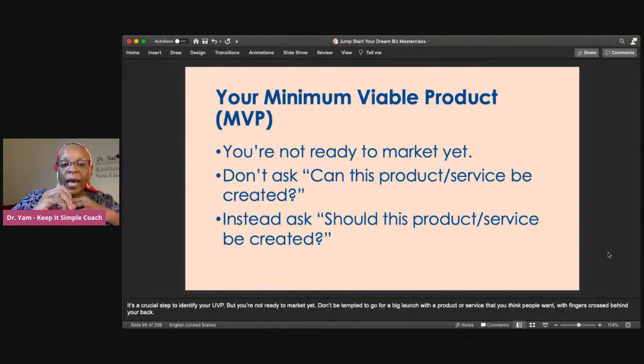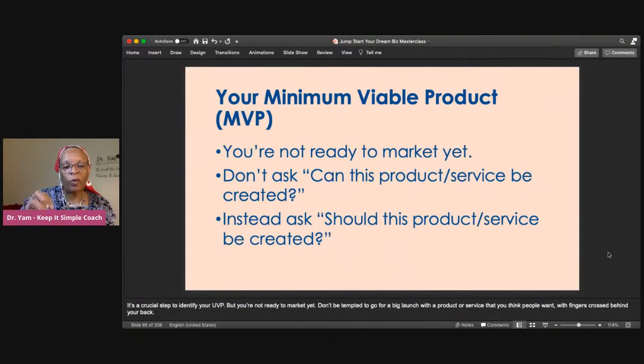You don't ask, can this product be created? You're instead going to ask, should this product be created? And what I mean by that is you don't want to do, if you build it, they will come, and get a bunch of products out there that you've built up, and then you want to have all this inventory, and then you're going to sell it. That's not what you want to do. I know people think that, but that's not what you want to do.